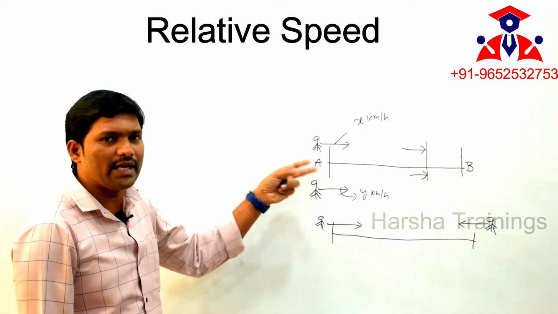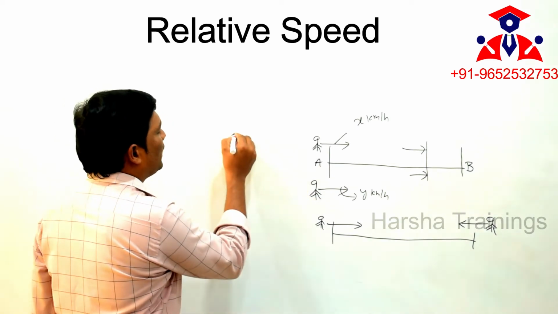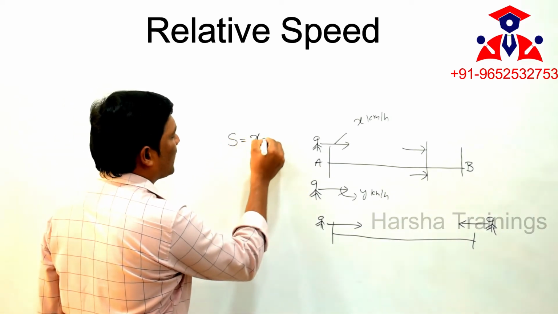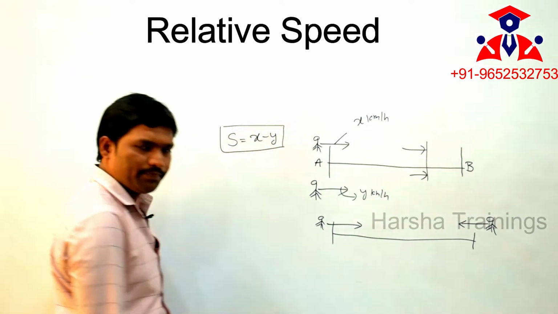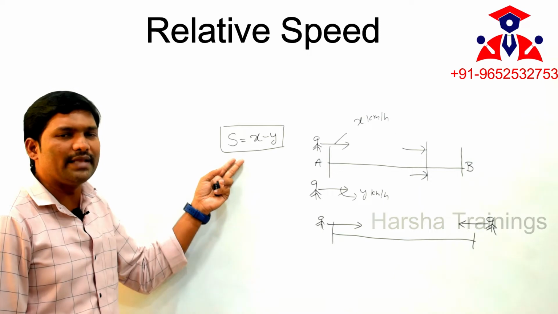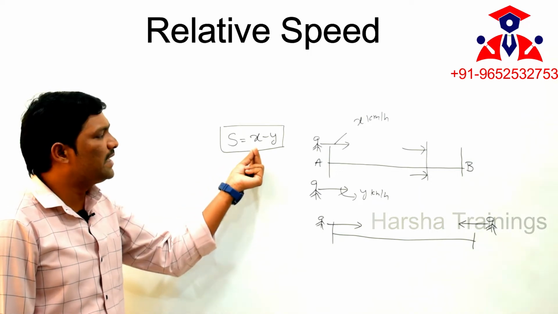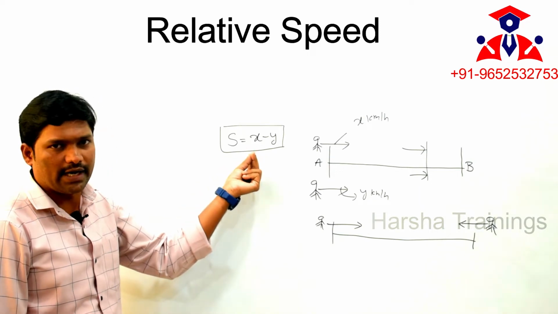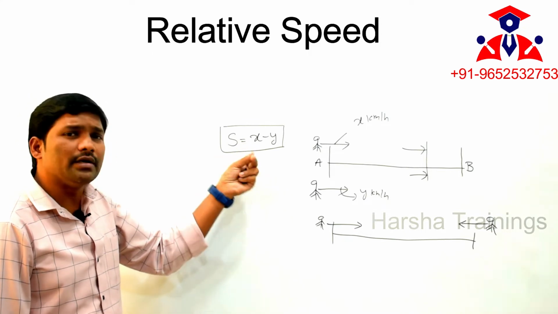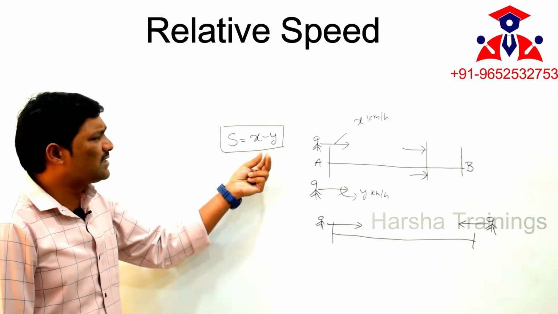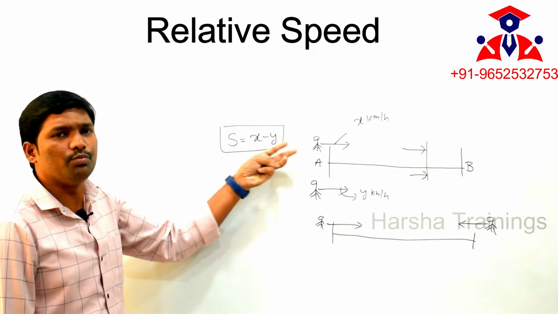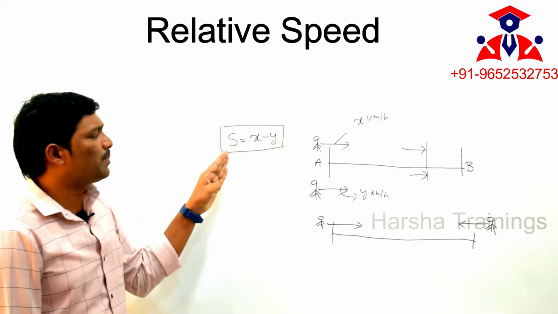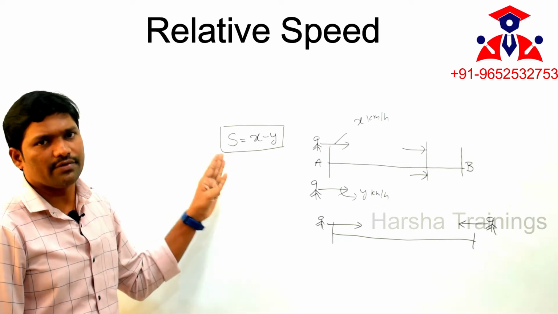So two persons are moving in the same direction. The relative speed is s is equal to x minus y. Okay, so this formula is also used in trains problems. So for example, one person or one bus, one car, anything, guys, moving in the same direction, the relative speed is s is equal to x minus y.